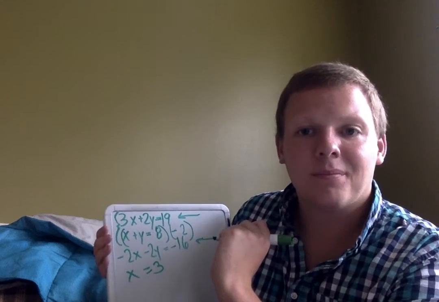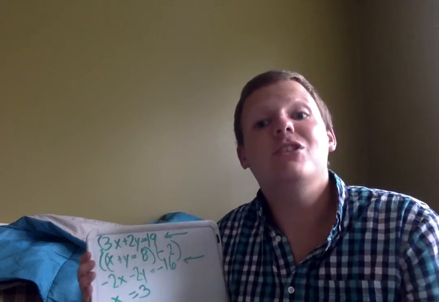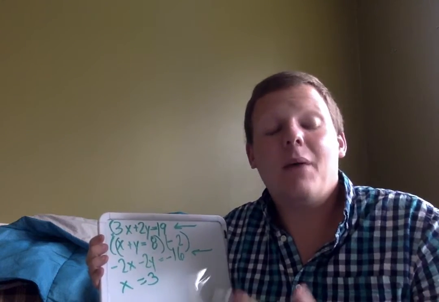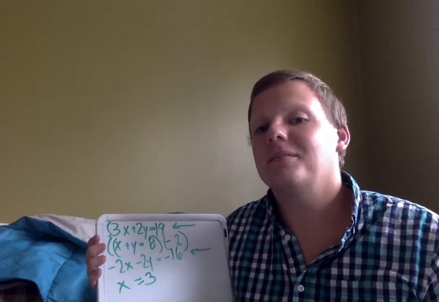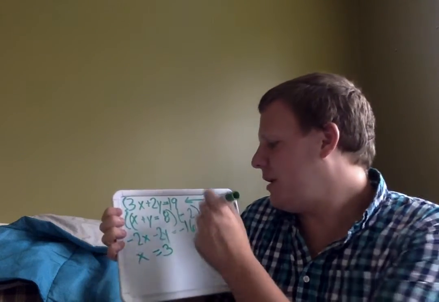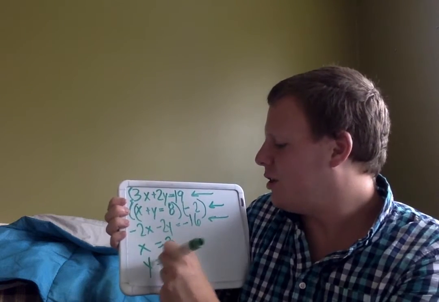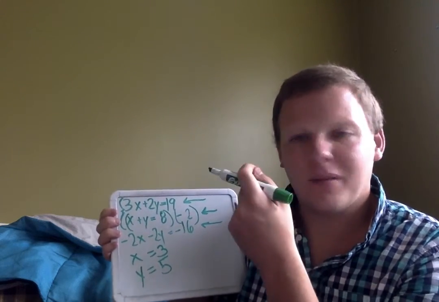Good job. So here's a good example where you see that elimination was kind of easier than substitution. We had less algebra to do. And when you have less algebra to do, you're less likely to make a mistake. So now we can just use this equation again up here to solve for y, and we get 5. Good.